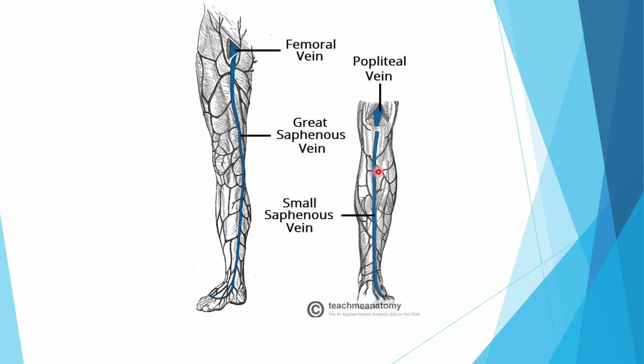See here, this is the small saphenous vein. It will pass between the two heads of the gastrocnemius muscle, which are muscles of the posterior compartment of the leg, and it will drain into, or be continued as, the popliteal vein in the popliteal fossa. The popliteal vein will drain into the femoral vein, which will be continued as the external iliac vein.